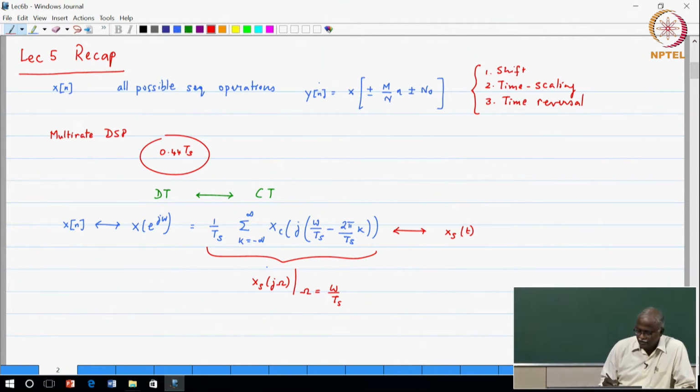Then the last part of the lecture yesterday was the discrete time processing of continuous time signals, discrete time processing of CT signals.